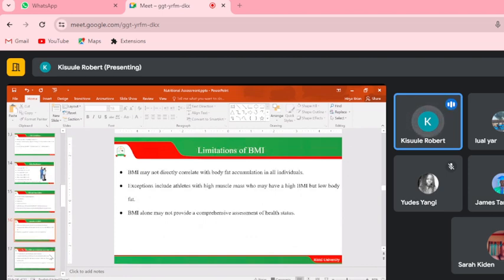So, limitations of the body mass index. Body mass index also, however much it is a good tool, and we've seen how we calculate it, we are saying the BMI may not directly correlate with body fat accumulation of all individuals. Exceptions include athletes with high muscle mass who may have a high BMI but low body fat. Muscle mass is also weighed when we are taking our weight measurements.